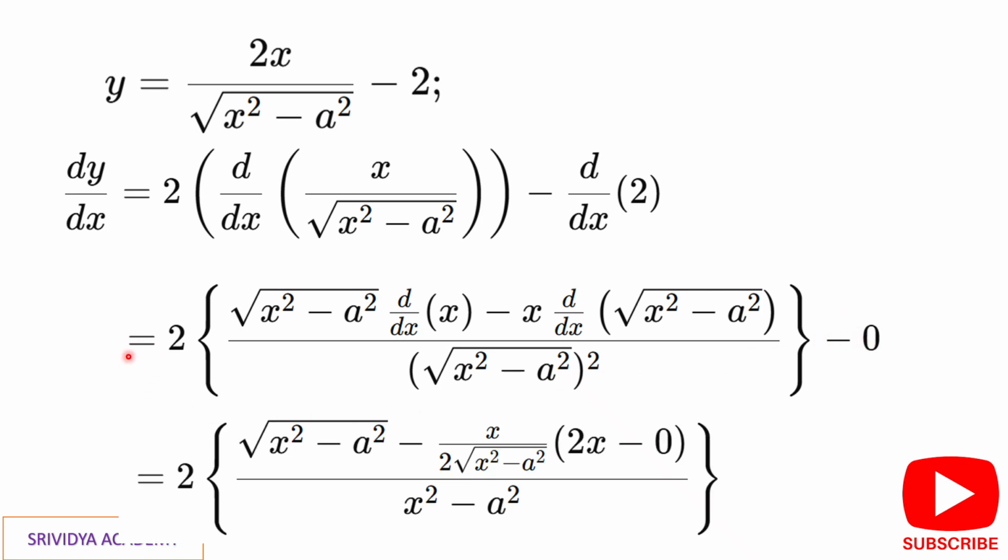Now we get dy by dx as 2 into root of x square minus a square as it is, and derivative of x is 1, minus x into d by dx of root of x square minus a square, which is nothing but 1 by 2 root of x square minus a square. We have to apply the chain rule, that is into d by dx of x square minus a square, which is nothing but 2x, and derivative of a square is 0, whole divided by root of x square minus a square whole square, which is nothing but x square minus a square.